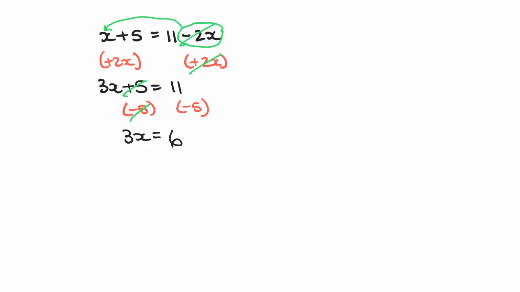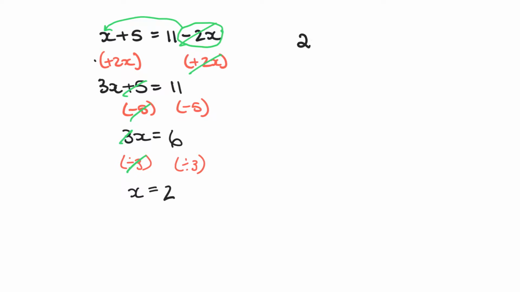Now we remember 3x means 3 times by x. I do the opposite of times, which is divide. Those 3's cancel, leaving us with x equal to 6 divided by 3, that gets us 2. Okay, so if we see a minus x and a positive x, we move the minus x to be with the positive x. So we'll look at one other example similar to that.